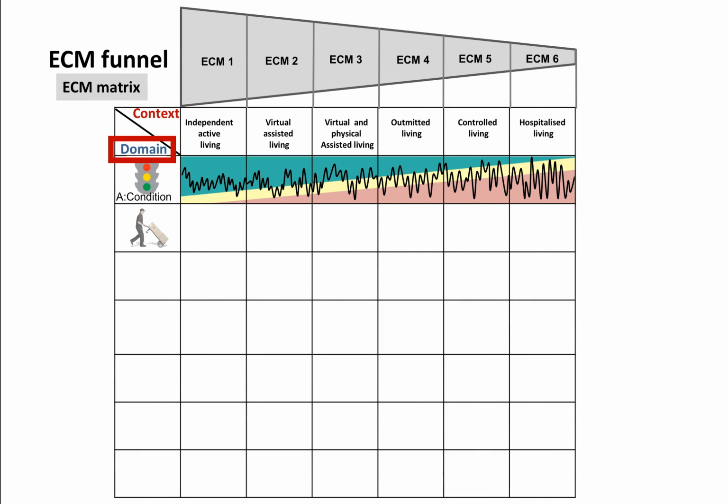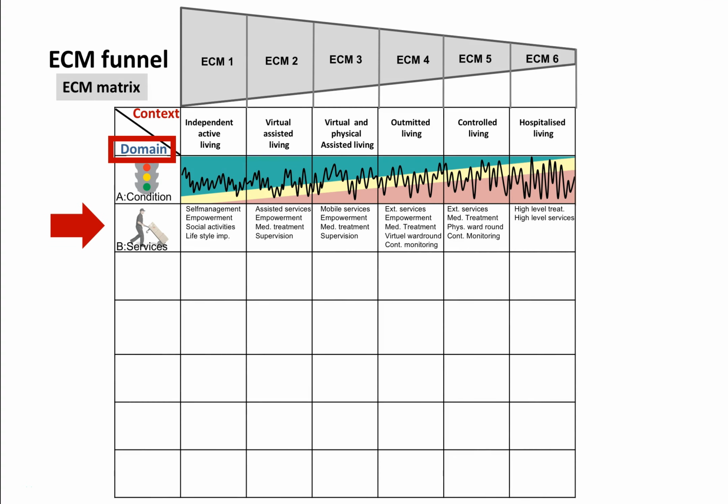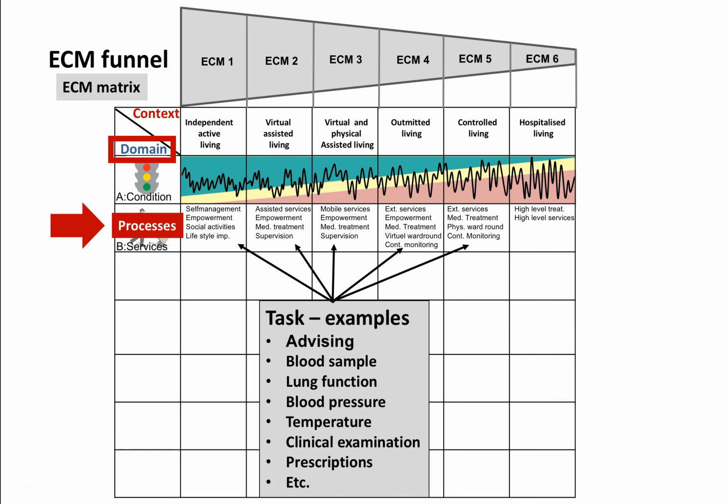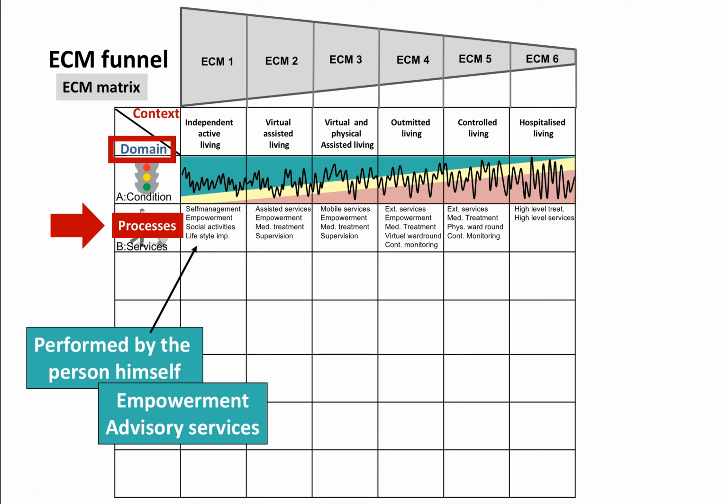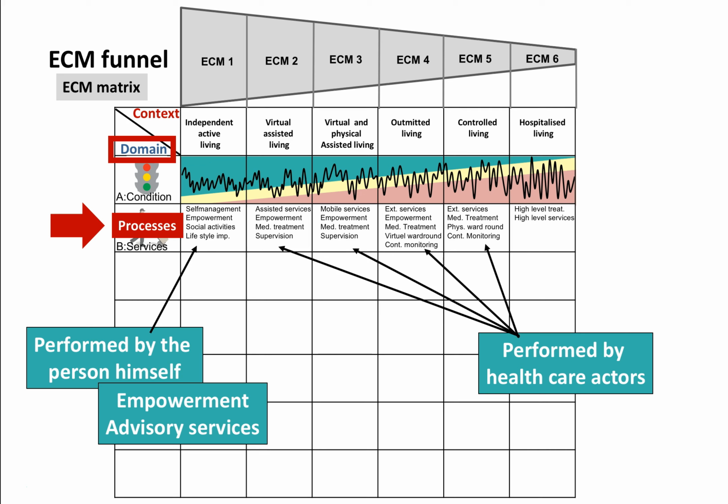Domain B is a service domain. The service domain contains information on processes. Processes are different kinds of activities that are relevant to the ECM context. Processes can be described on an atomic level, for example a blood sample or an FEV1 measurement. It can also be composed of services which can partly be performed by the citizen himself, or empowerment and advisory service in ECM 1, as well as services provided by health professionals in connection with adjacent complications and acute deteriorations, which are becoming more and more intensive as the ECM context moves to the right.